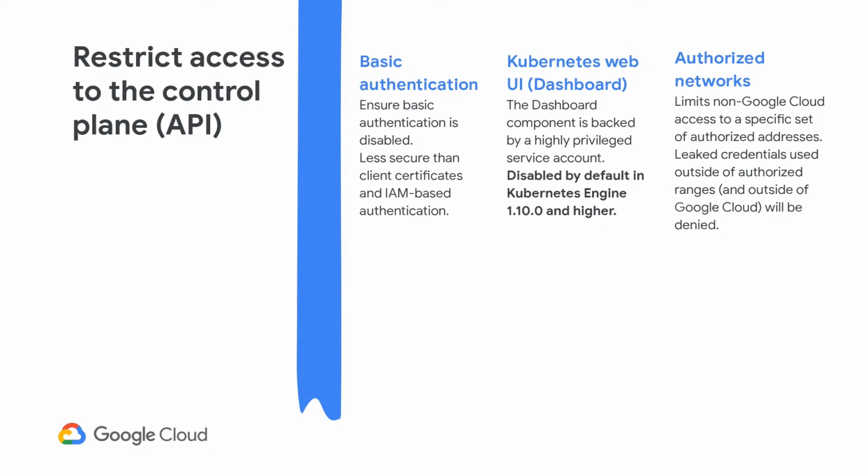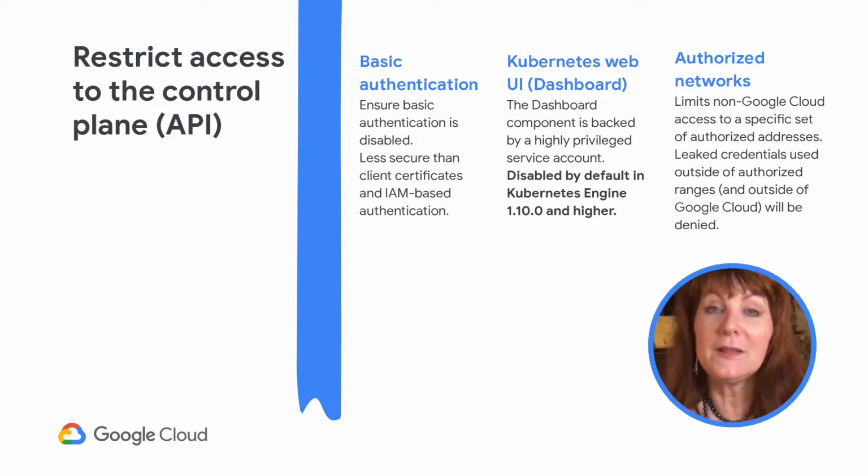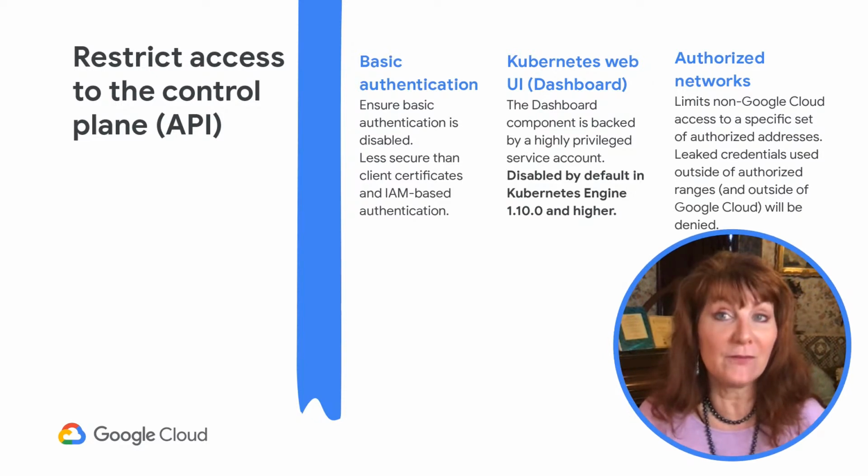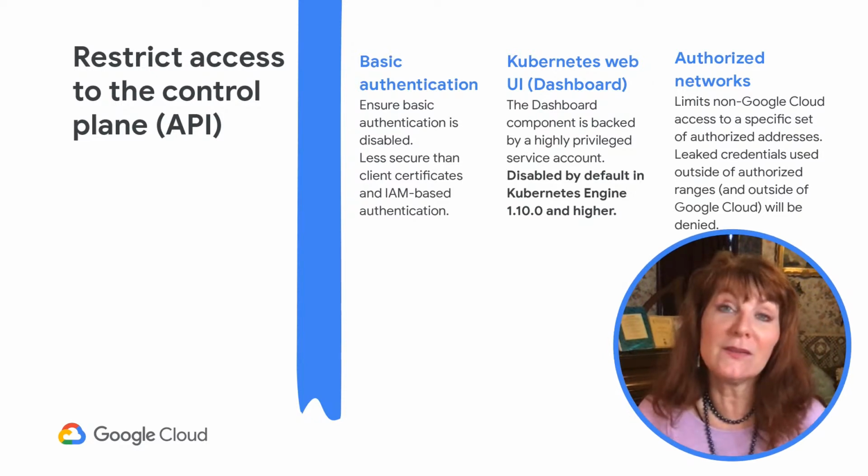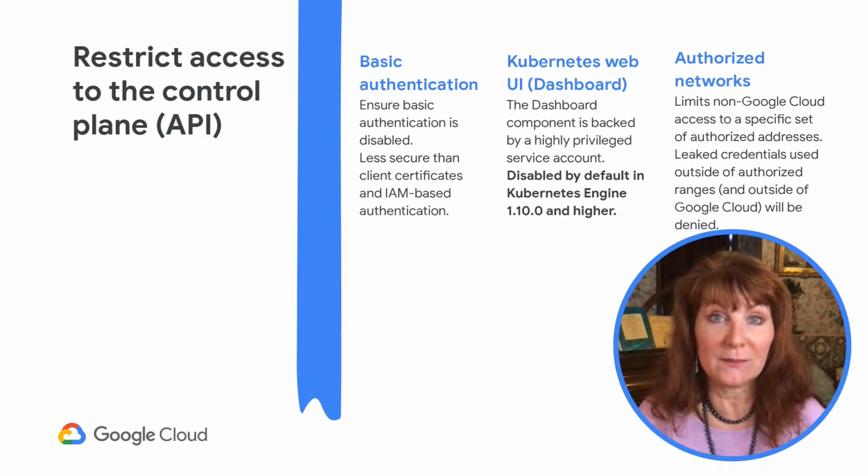Now, as far as restricting access to the control plane API, basic authentication should be disabled. It's far less secure than client certificates and IAM-based authentication. And the Kubernetes web user interface, aka the dashboard, is backed by highly privileged Kubernetes service accounts. Now, this is disabled by default in later versions of Kubernetes, like 1.10.0 and later. But the Cloud Console provides much of the same functionality, so you wouldn't necessarily need those additional permissions.